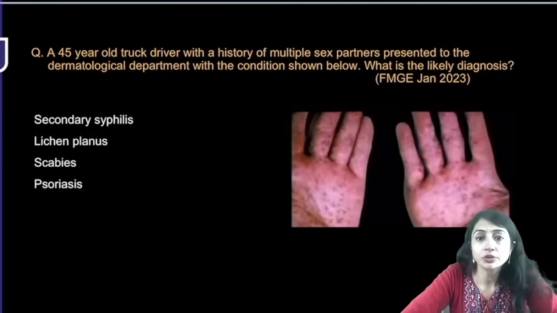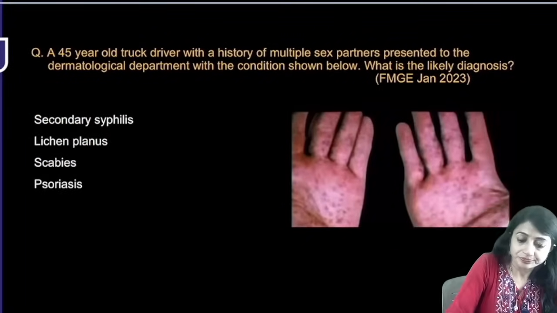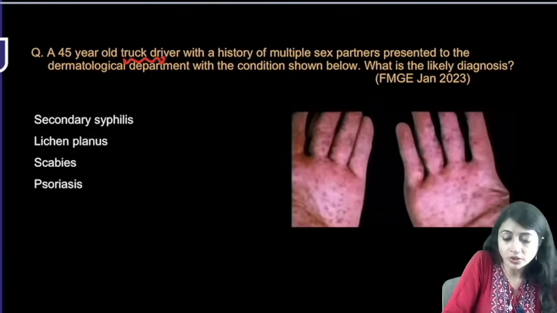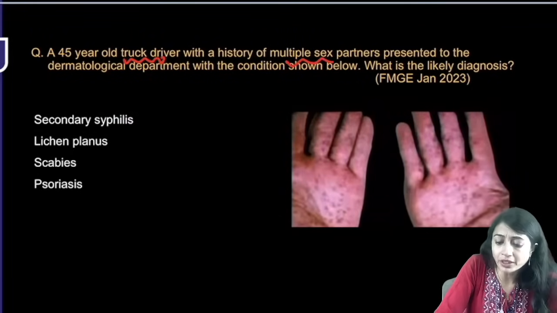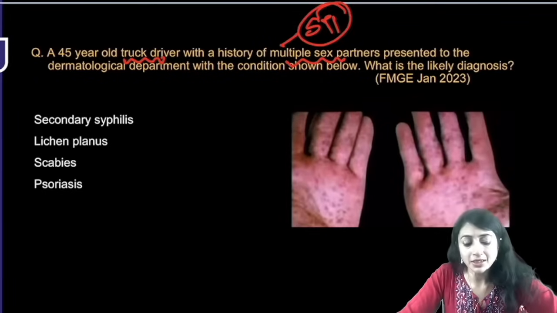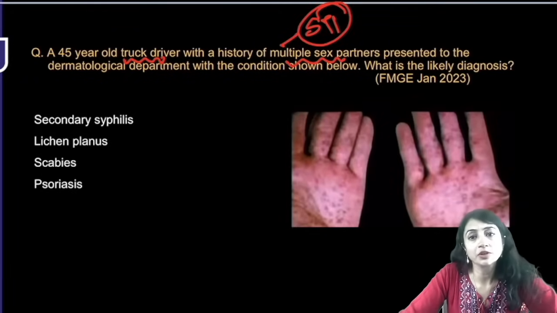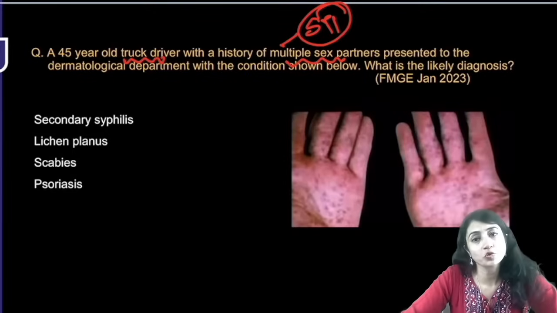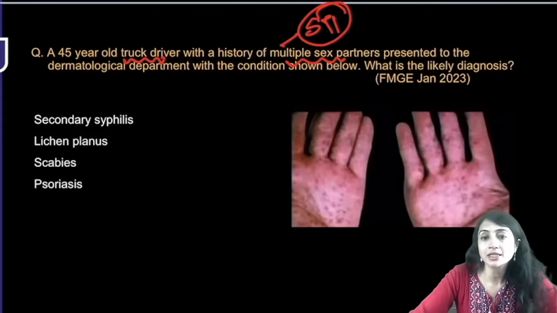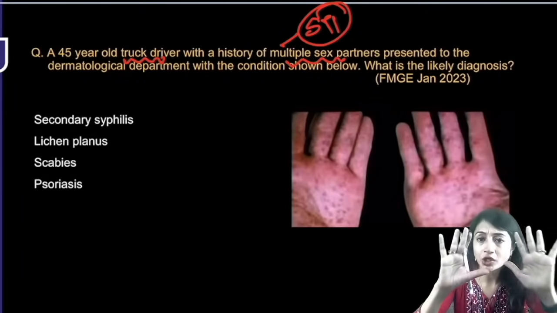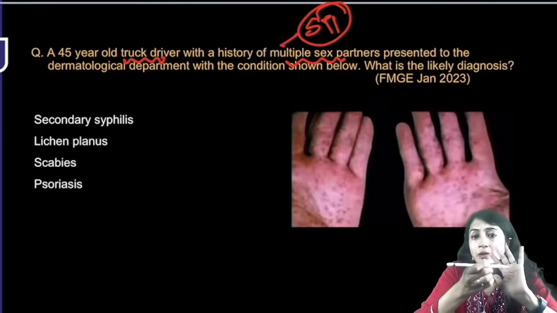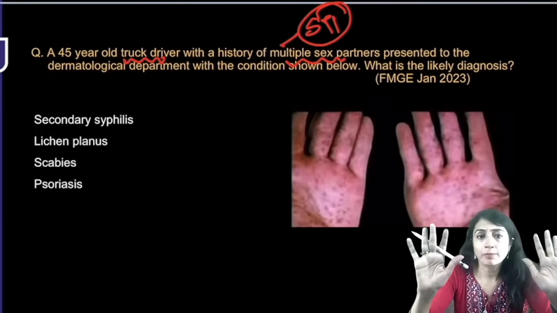A 45-year-old truck driver. So again, I'll mark the important points, and that is what you should do in your exam also. Truck driver with history of multiple sex partners. So I know I'm dealing with an STI here. Presented to the dermatology department with the condition shown below. Then what is the most likely diagnosis? So the question is telling me it is an STI, and in the image I am seeing palms where I am seeing some hyperpigmented papules.